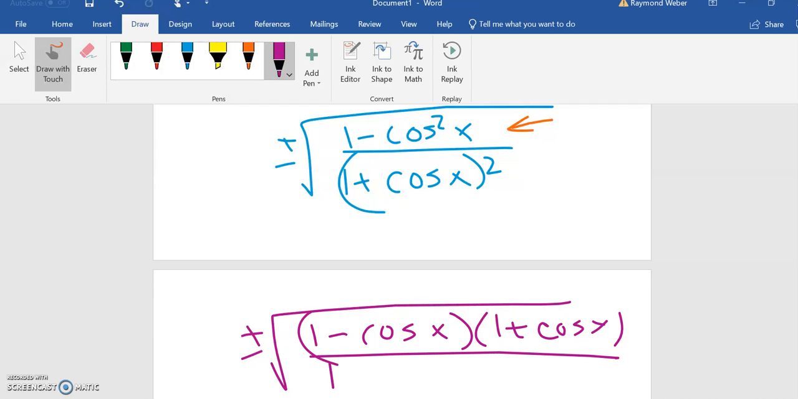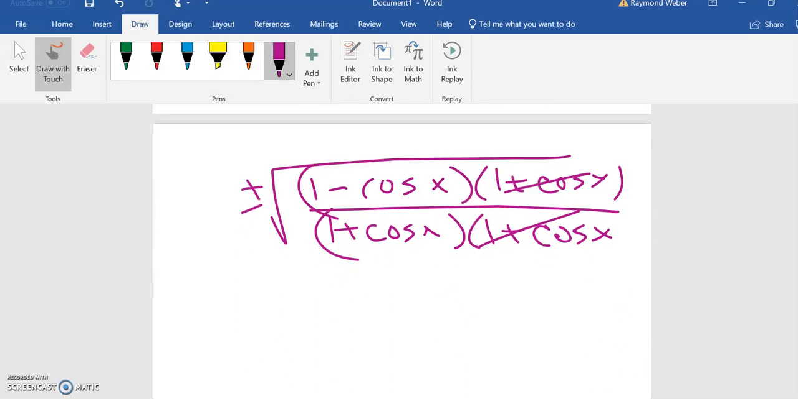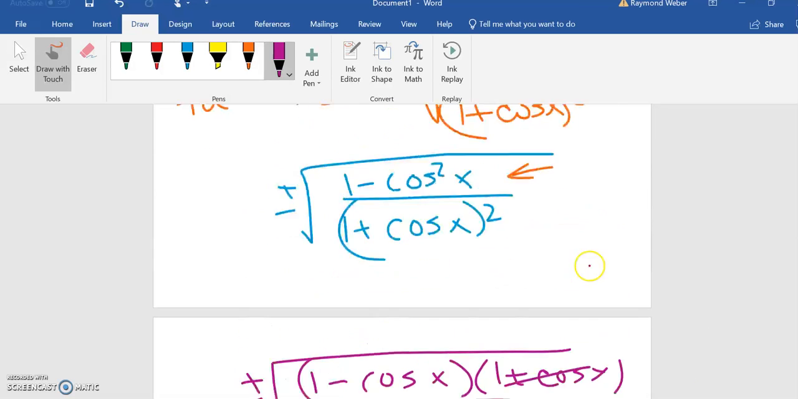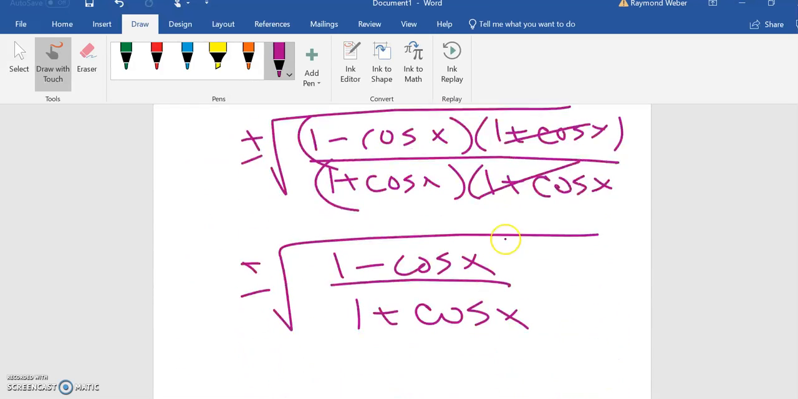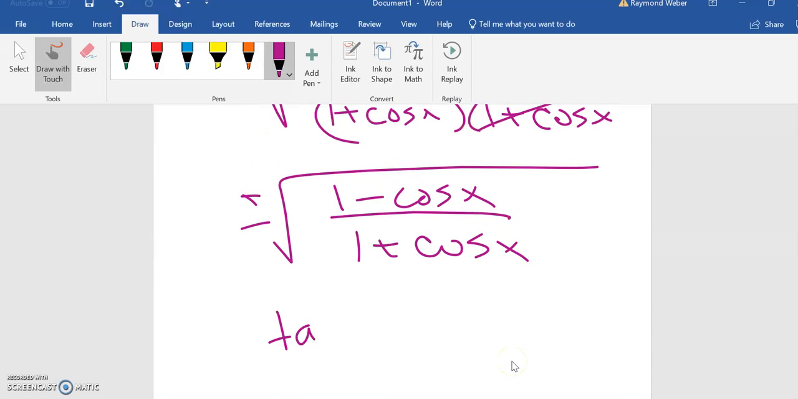Now this bottom, if I write it out, is 1 plus cosine x times 1 plus cosine x, which means those cancel. And I'm left with plus or minus the square root of 1 minus cosine x over 1 plus cosine x. And if I come back and look, I can see that right there equals this identity. So that means what I have here, I just went right by it, equals tangent x over 2, which proves my identity.